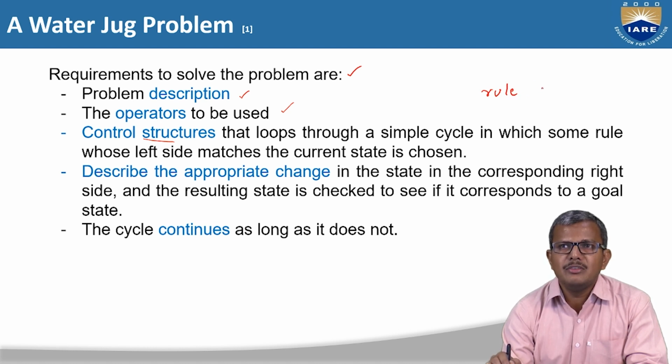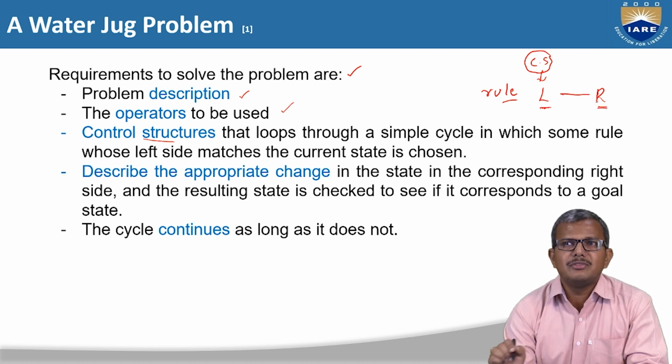So each and every rule we are going to represent as L to R, meaning left hand side and right hand side. The left hand side is going to talk about the current state. Whenever you apply this particular rule, if you feel that this rule is appropriate to this particular current state, what is going to be the next state is represented by the right side of the rule.